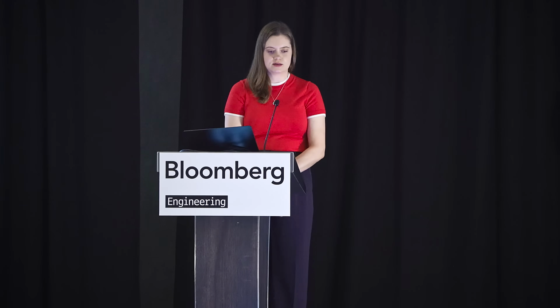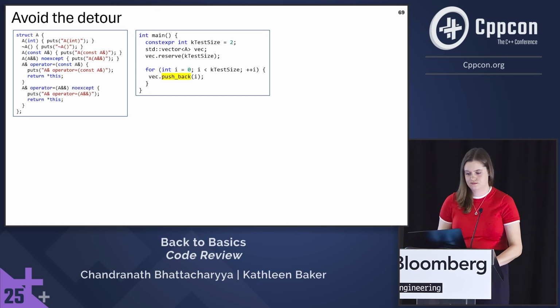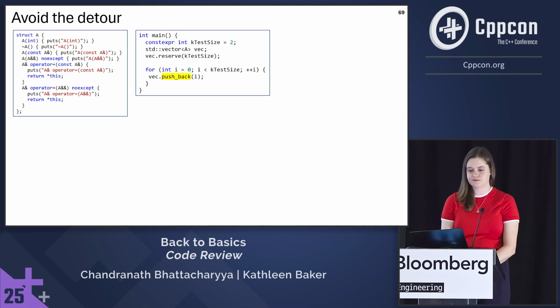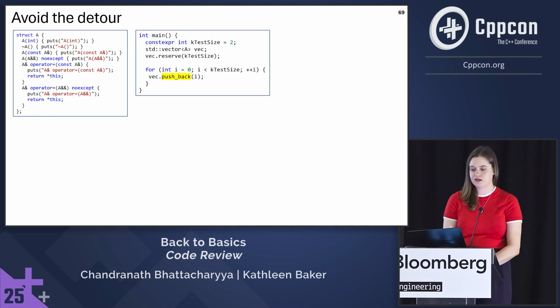Thank you. So now we'll talk about standard template library containers. First, avoid the detour. We have a struct A defined that has a constructor that takes an int and outputs in each special member function. We're creating a vector of size 2 and using push_back to add elements to the vector. The output shows the move constructor for A is called, so temporary objects are being created here.